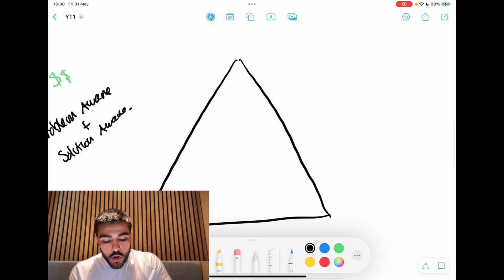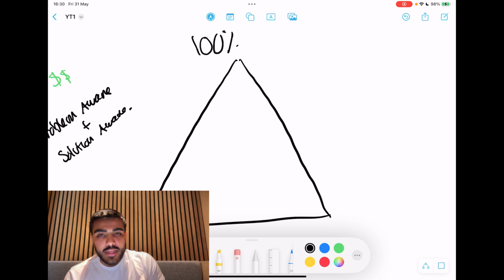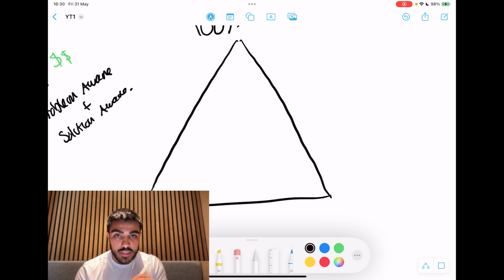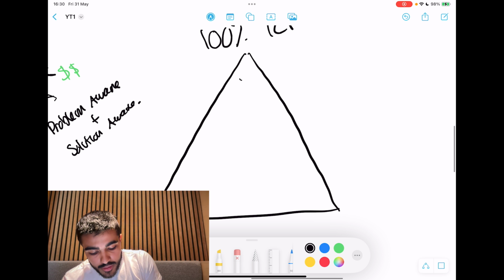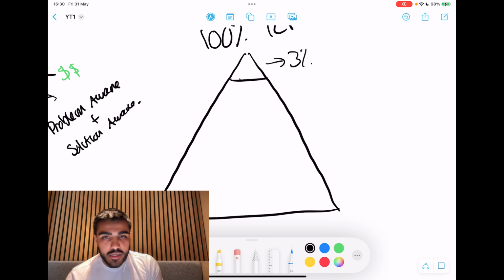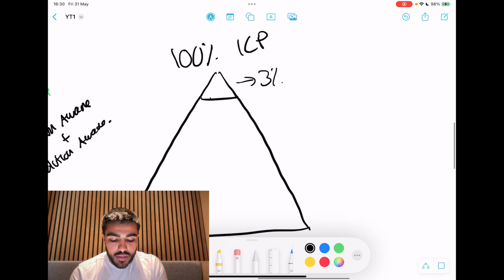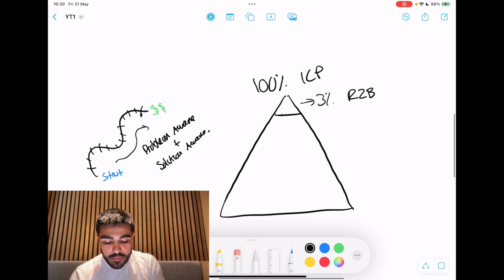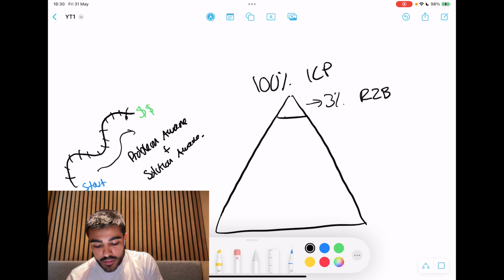So overall, this triangle represents 100% of our market, and not just the entire world. I'm talking about our ideal customer profile, right? So ICP. This represents all of our ICPs within this triangle. Now at the very top here, we have 3% of the market. So 3% of the market are ready to buy.